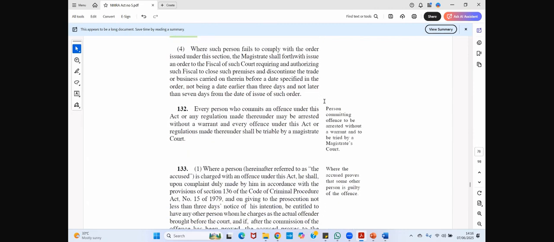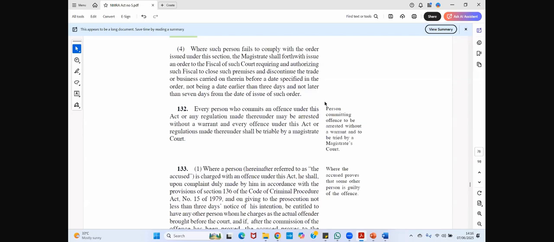So, where such person fails to comply with the order issued under this section, the magistrate shall forthwith issue an order to the fiscal of such court requiring and authorizing the fiscal to close such premises and discontinue the trade or business carried on therein before the date specified in the order, not being a date earlier than 3 days and not later than 7 days from the date of issue of such order.